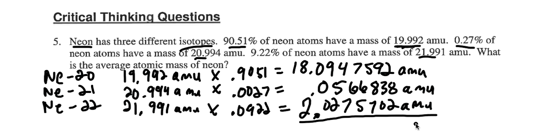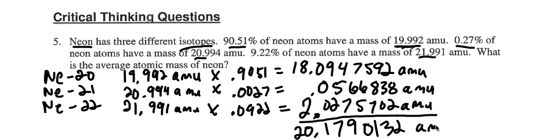What I'm going to do is add all those numbers together, and that will give me my weighted average. It's called a weighted average because I'm taking the percentages of them into account rather than just taking an average of those 3 masses. So here's the weighted average that I get when I add up those numbers that I've already multiplied by the percentages: 20.17900132 AMU.